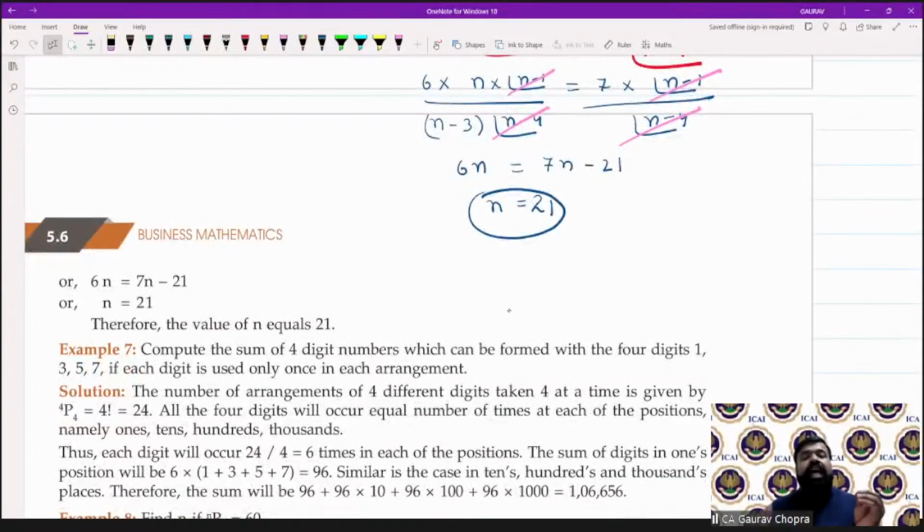So just understand the language very, very carefully. Just put the values and we will get the answer.